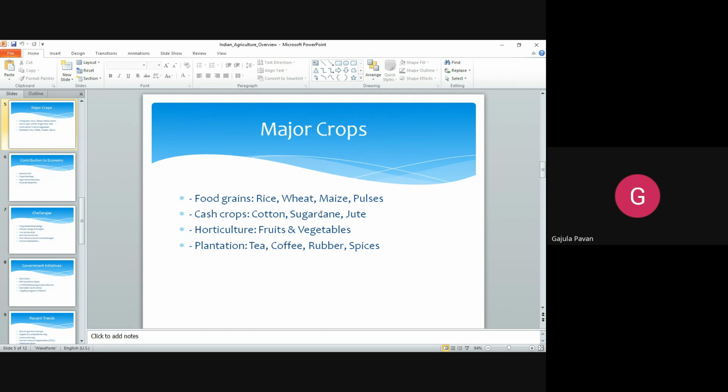In our Indian agriculture, the major crops on the food grain side are rice, wheat, maize, and pulses. These four are the very important food grains. The cash crops are cotton, sugarcane, and jute. These three are the cash crops. Horticulture is the fruits and vegetables. Plantation crops are tea, coffee, rubber, and spices. These are the major crops cultivated and grown in different states of our Indian economy.